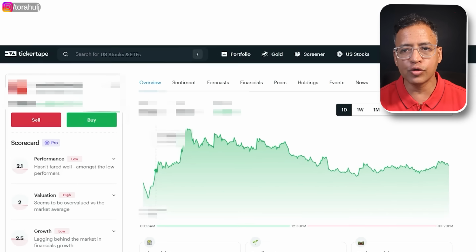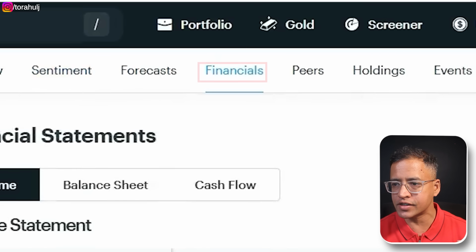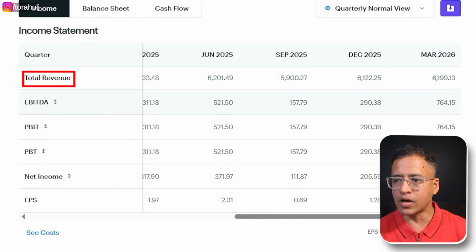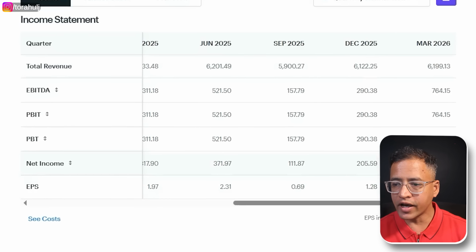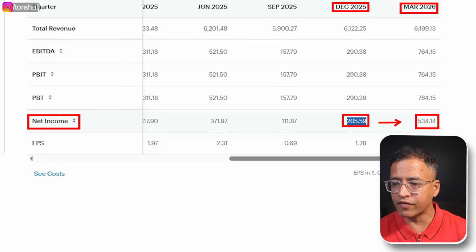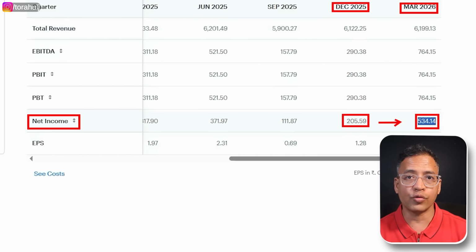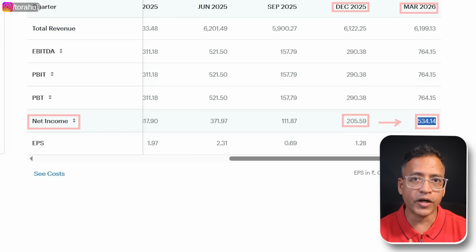The first thing we will do is go to financials. What you note here in financials is that March quarterly results have come out. What do you note? Top line has not grown. But if you look at the profits, they have more than doubled, 205 crore to 534 crore. That is a huge jump in profitability. This is potentially why investors are flocking around this particular company. You can again go and analyze the balance sheet, cash flow, etc.